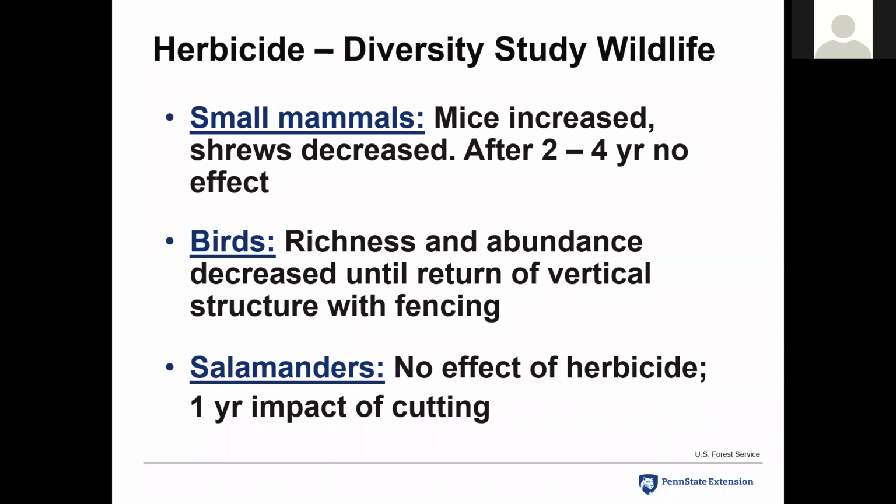They also looked at these same study sites for a couple of wildlife species as well. So small mammals they found also increased. Mice increased, but shrews decreased. After 2 to 4 years, they didn't see any effect. Birds, they did find that the richness and abundance of birds decreased initially until the return of that vertical structure.